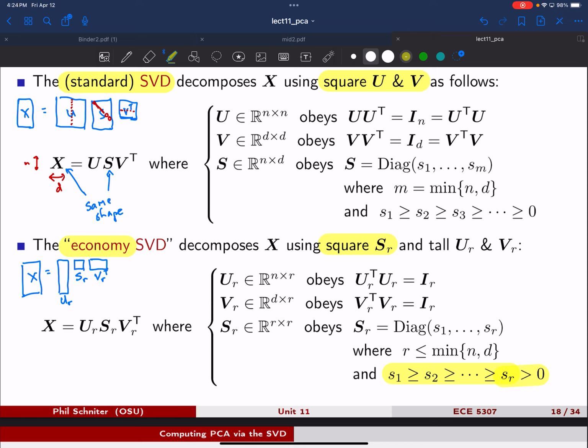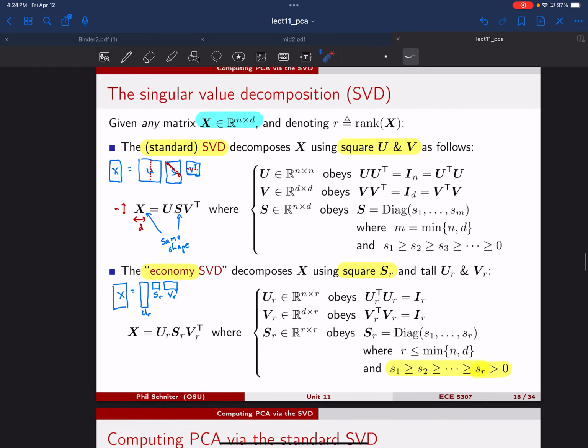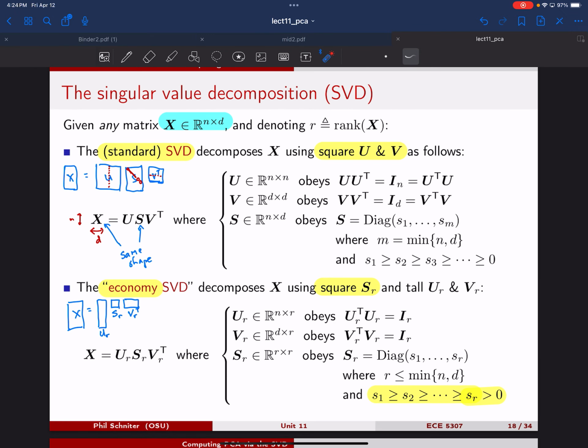Okay, so those are the two versions of the SVD. This top one is going to be more convenient for derivations because you have this nice orthogonality property you can use. This bottom one is more convenient for computation because you have to compute less things. Okay, so this is the SVD. Any questions here? Okay, so let's see why we're using this.